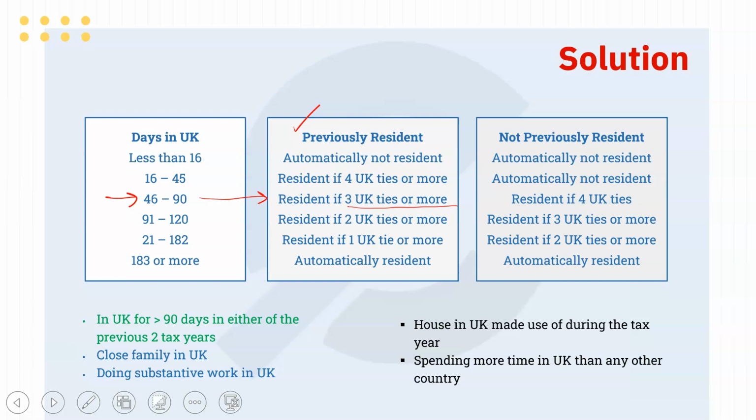She has close family in the UK. She has not done substantive work in the UK, but she does have a house in the UK, even though she did not spend more time in the UK than Spain. Ultimately though, Joanne has met the 3 ties condition and will therefore be treated as UK resident in the tax year 23-24.